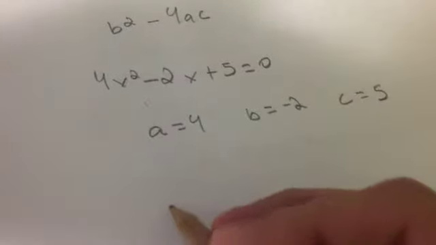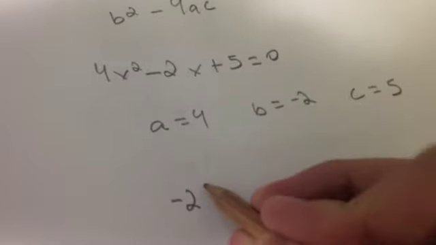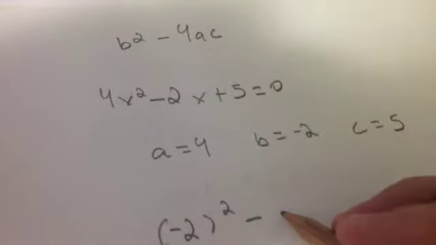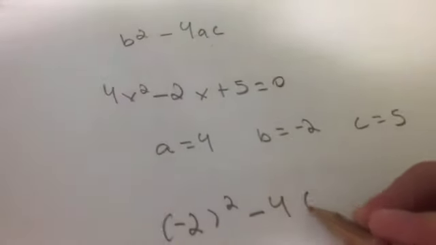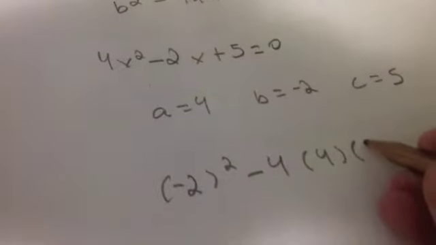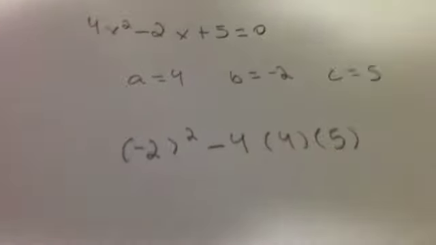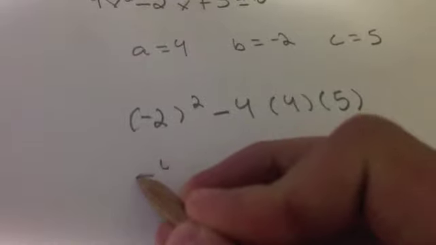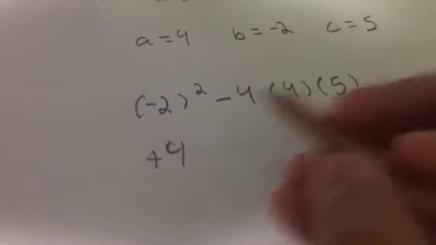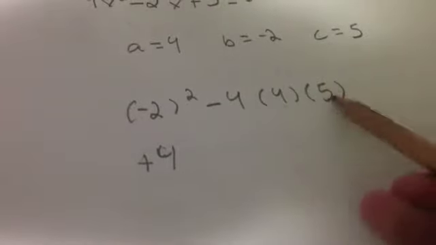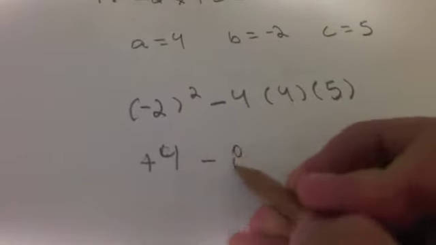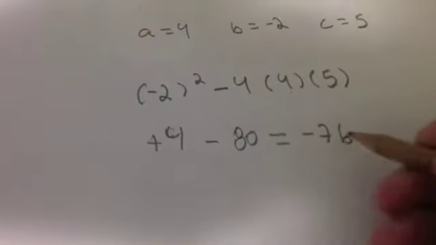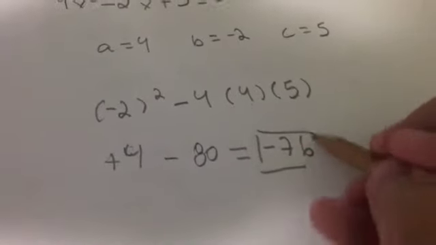Now we plug those in, so negative 2 squared minus 4, because the equation says so, times 4 times 5. And what happens now? Just simplify. This equals positive 4, and now 4 times 5, 20. 20 times 4, negative 80. So 4 minus 80 equals negative 76. And here we have our discriminant again.